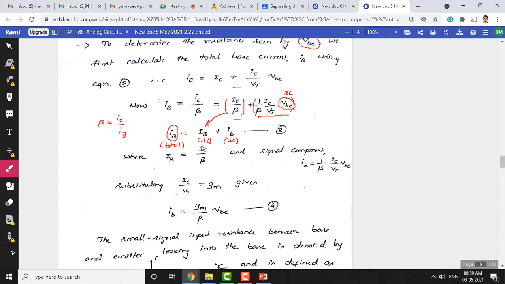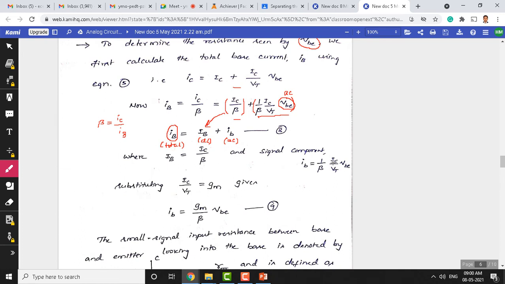This capital IB, we are rewriting the expressions after we denote it with a single DC term IB, as IB is equal to IC by beta. The same thing is rewritten here, and the second component in this equation is also called the signal component, which is nothing but the AC base current. This is given by the same 1 by beta, IC by VT into VB. Now we know that the transconductance equation that we have derived is gm is equal to IC by VT. That can be substituted here in the AC base current equation.